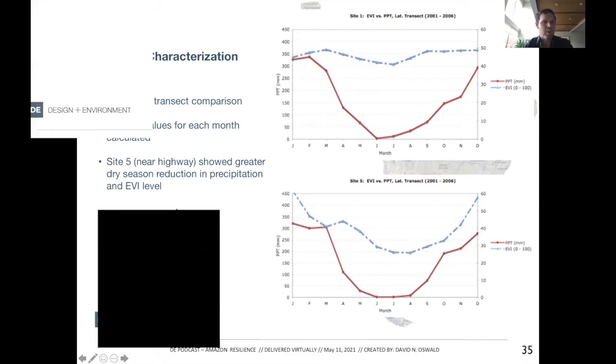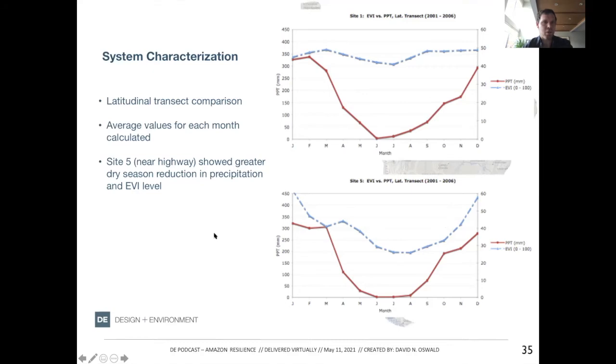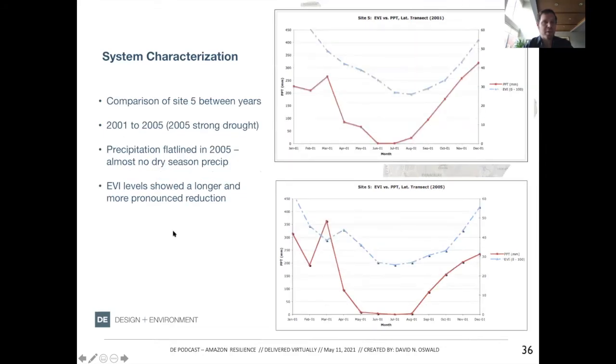Okay? So the latitudinal transects show you how it plays out over space. And Site 5 showed greater dry season reduction in precipitation and EVI, so it got hit hard in the center part of Mato Grosso. Now, if you look at the system characterization by comparison of a site between 5 years, this is where you look at interannual comparison. This again is Site 5. So this is the same site that gets hit really hard during the dry season. We want to see, okay, if this is the area that's going to get hit really hard, what if it gets hit even harder because you have a strong drought year?